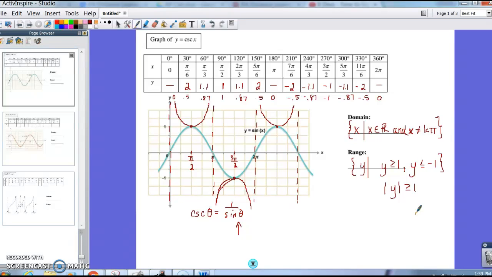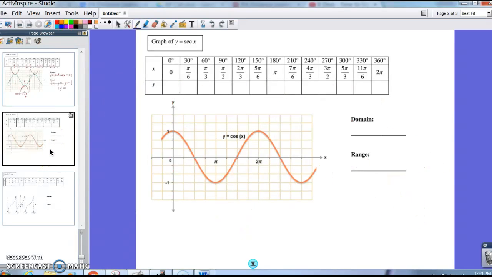And now I'm going to take that same idea and we're going to look at secant. Okay, so secant is going to follow that same kind of pattern. Let me fill these in first. This is pi over 2. Here's 3 pi over 2. This would be 5 pi over 2.